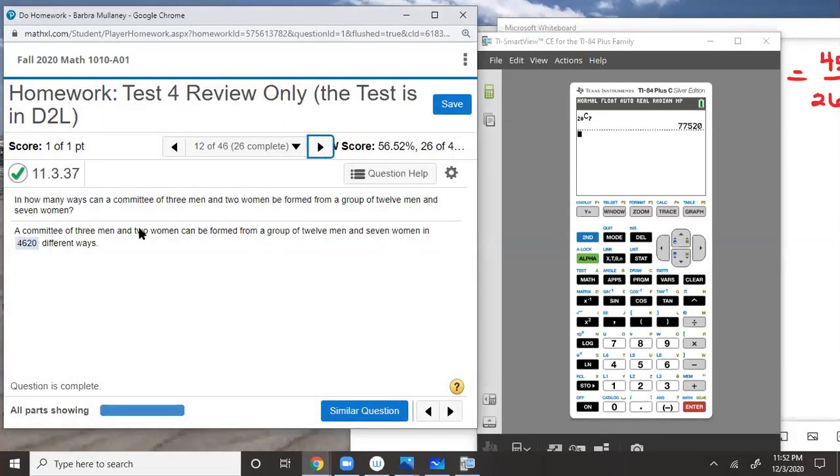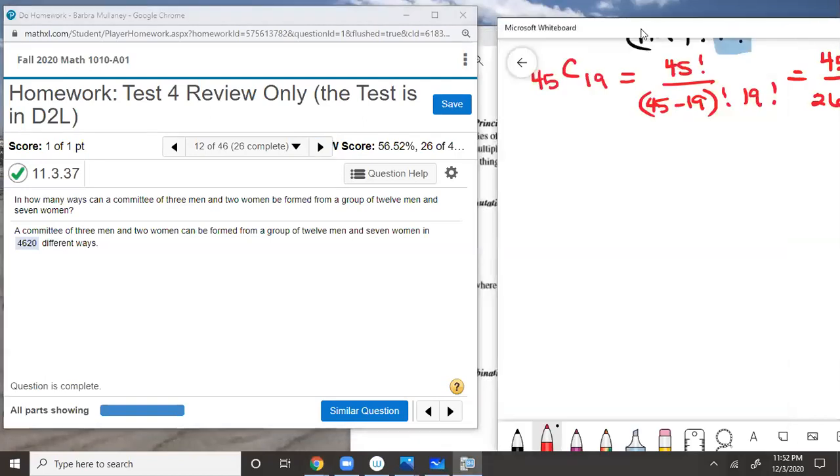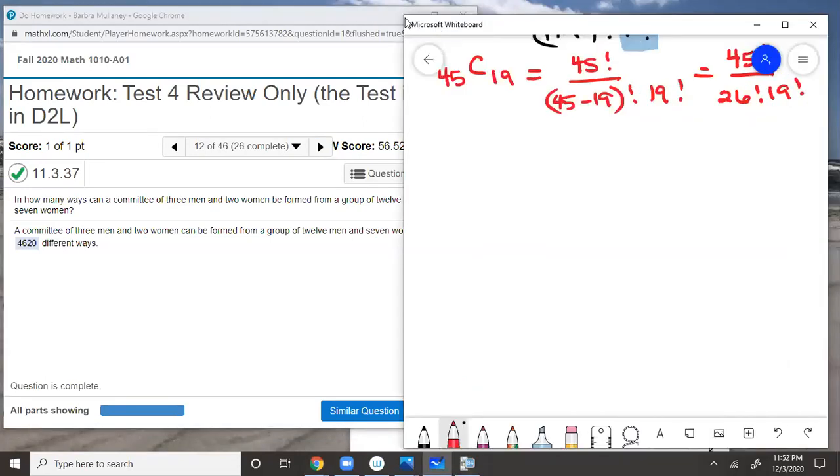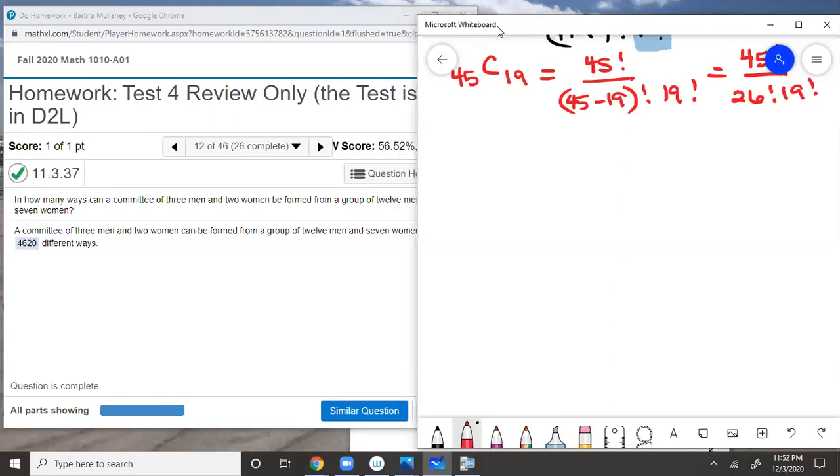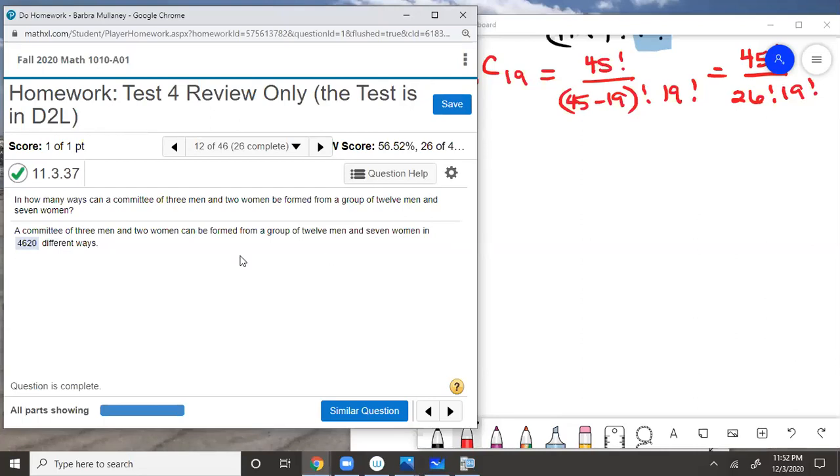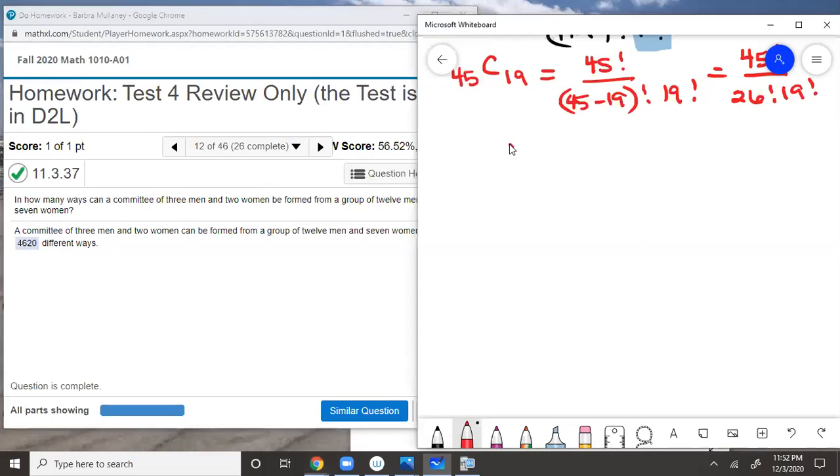Problem 12. How many ways can a committee of 3 men and 2 women be formed from a group of 12 men and 7 women? All right, now we have to decide, is this a permutation or combination? And we have 2 different groups to choose from. So let's first talk about what kind of problem this is. Now it did say committee, so that's kind of a clue. All right, since it's a committee, we know that we're working with a combination.